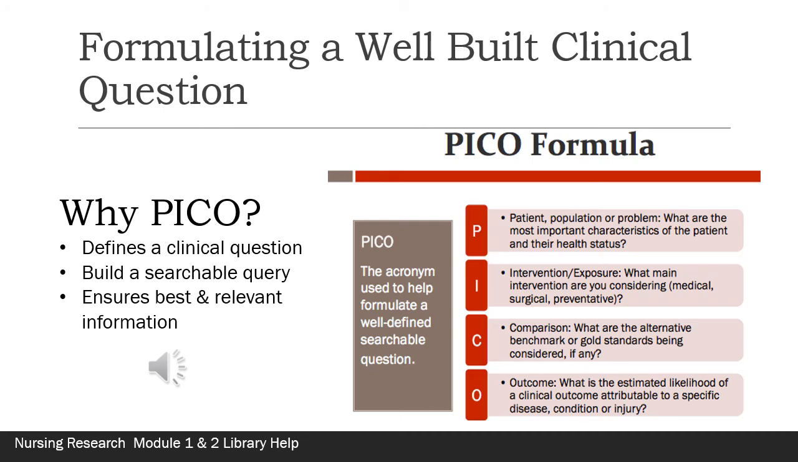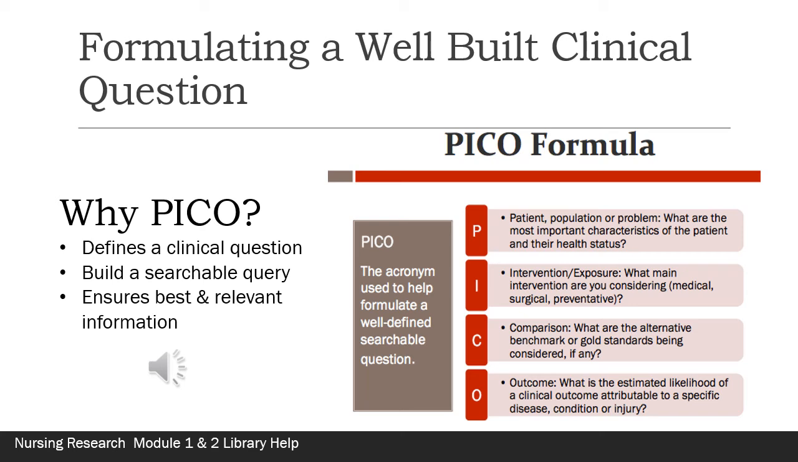PICO is a template or a model that allows you to define your research. The PICO model is a helpful tool that will assist you in organizing and focusing your question, your foreground question, into a searchable query. If you divide your question based on the PICO elements, it will help you identify search terms, concepts to use in your search for relevant literature. A well-built clinical foreground question should have 4 components.